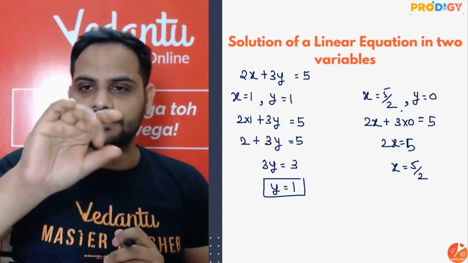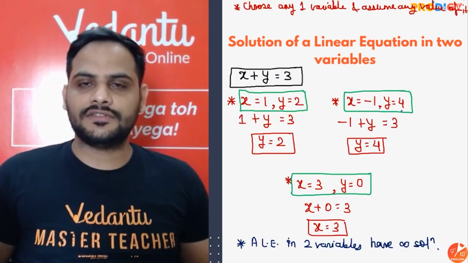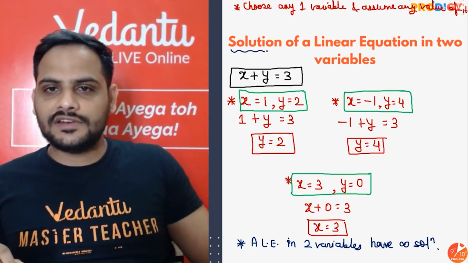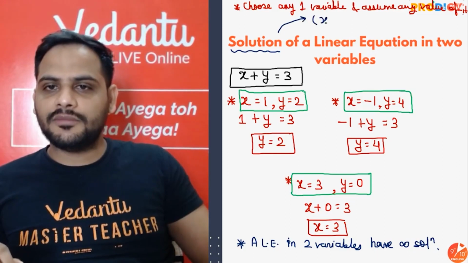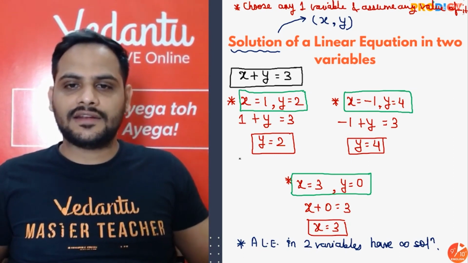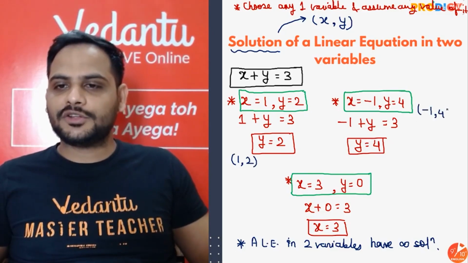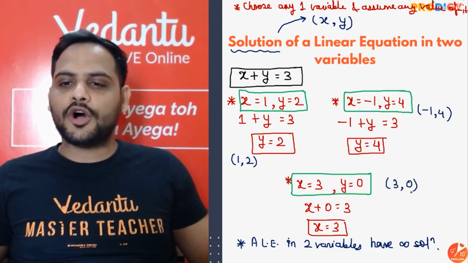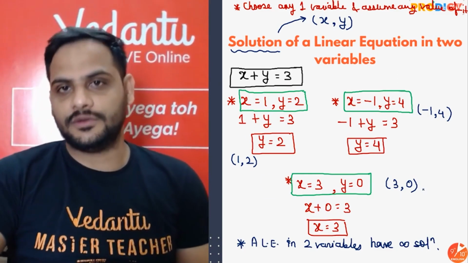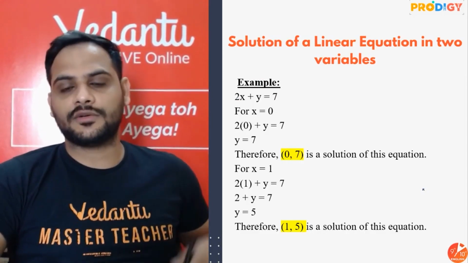Now one more thing, guys. These solutions of x and y, we can write as coordinates. That is called an ordered pair. So the solutions of these linear equations in two variables, we can write in the form x comma y. So this solution I can write as 1 comma 2. This solution I can write as minus 1 comma 4. This solution I can write as 3 comma 0. This is how you can write the solution. This is called the ordered pair of the solution, x comma y. Alright, so that is how you can find out the solution of any linear equation in 2 variables.